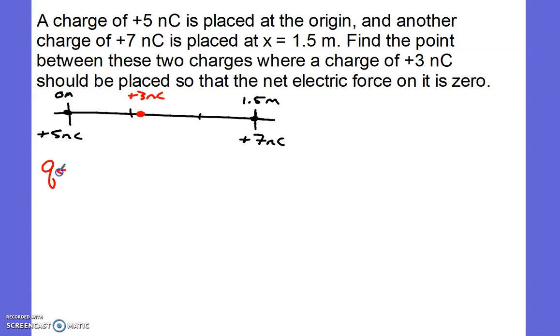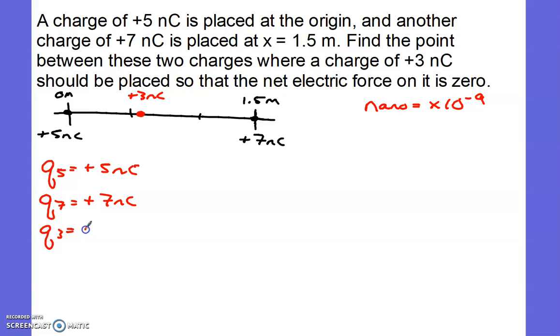Next thing we do is we write down our givens. I'm going to label these as charge 5, which is 5 nanocoulombs. Nano means times 10 to the negative 9. I'll label charge 7 as positive 7 nanocoulombs, and charge 3 as positive 3 nanocoulombs. We want to find this distance x.